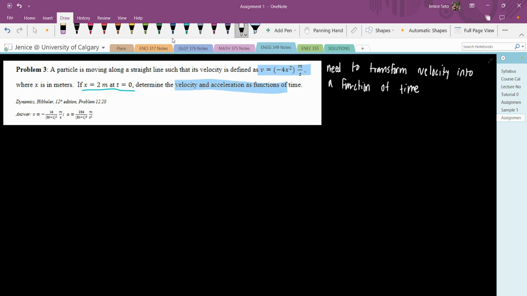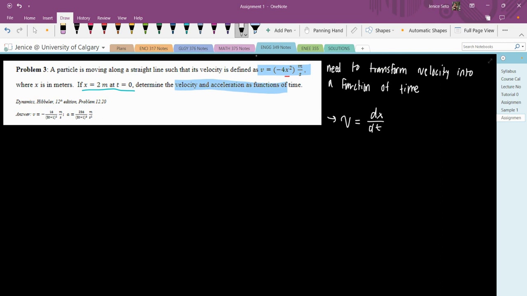So how are we going to do that? Because we are given x in this equation. Well, there are some equations that we can make use of from our equation sheet. So velocity, as a standard, we know is equal to dx over dt. So we're going to use this to help solve our equation.